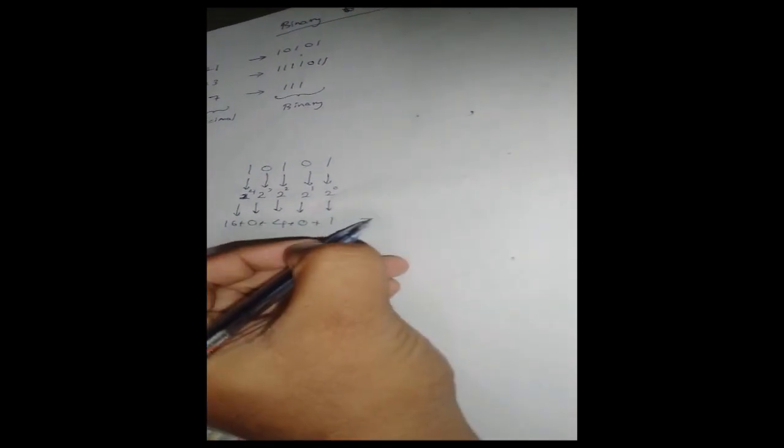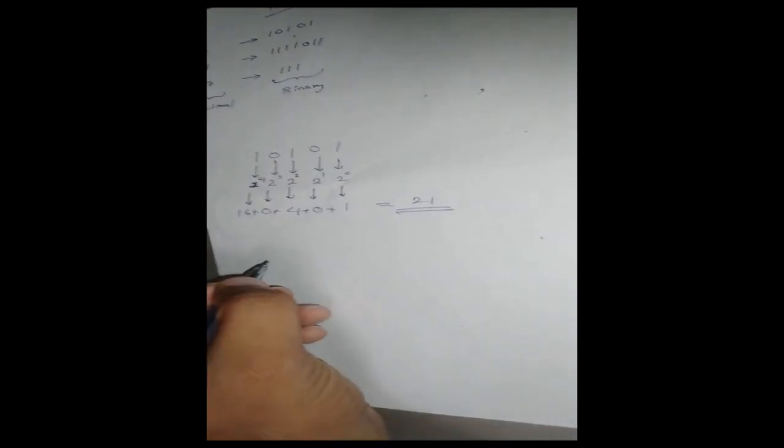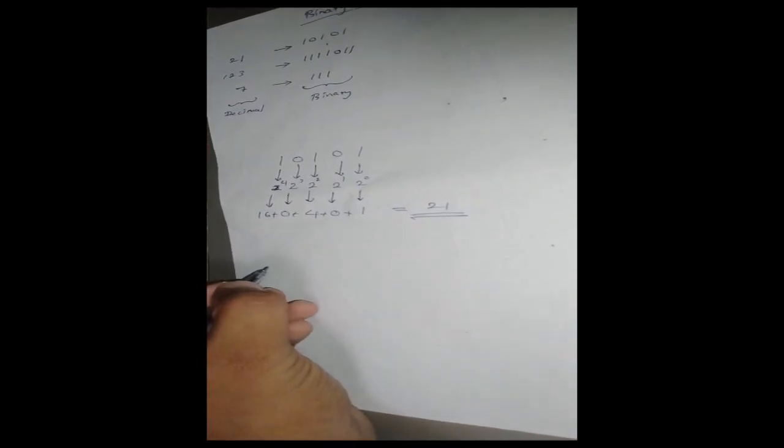So finally you need to add all these values, then you will get the final decimal output. If you calculate all these, 16 plus 4, 20, 20 plus 1, 21, you got the decimal, right? So that's the way to convert binary into decimal. You need to represent all the digits as powers of 2, and then you have to add all the final values. That's it. So we have done the conversion for the first one. Let's do the same for the second binary, this one.